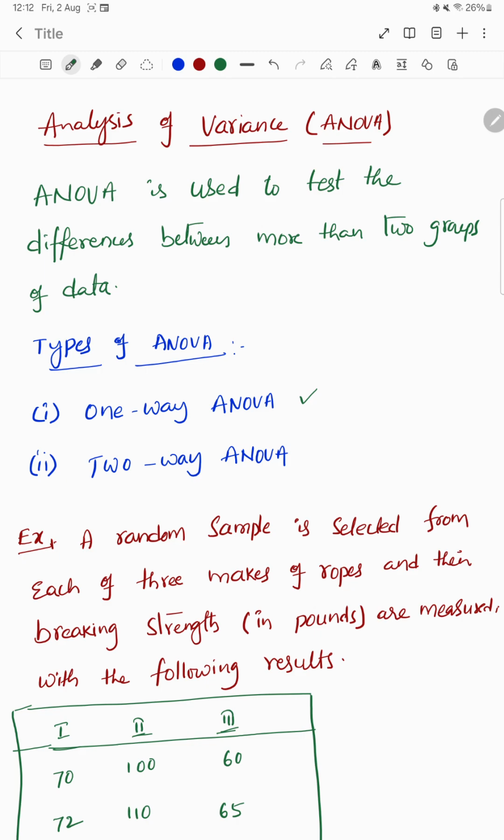For example, if we have three fertilizers, let's say A, B, C, and if you have the data on fertilizer A and fertilizer B and fertilizer C, and if you assume that the data is influenced by only one factor called fertilizers, then we say that the problem is coming under one-way ANOVA.